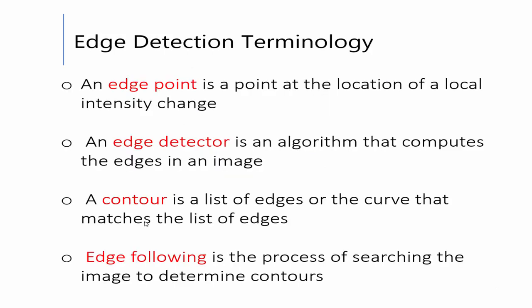Okay, let's just take a look at some edge detection terminology. An edge point is the point at the location of a local intensity change. An edge detector is an algorithm that computes the edges in an image. A contour is a list of edges or the curve that matches the list of edges. And edge following is the process of searching the image to determine contours.